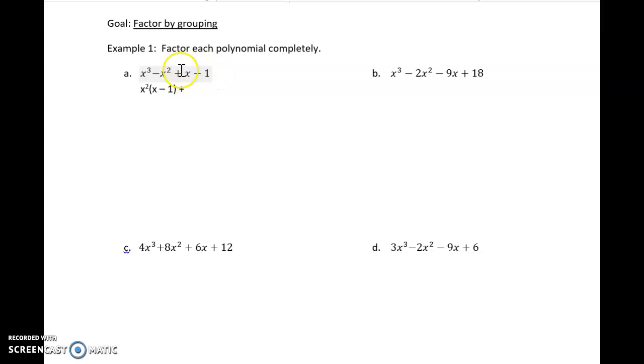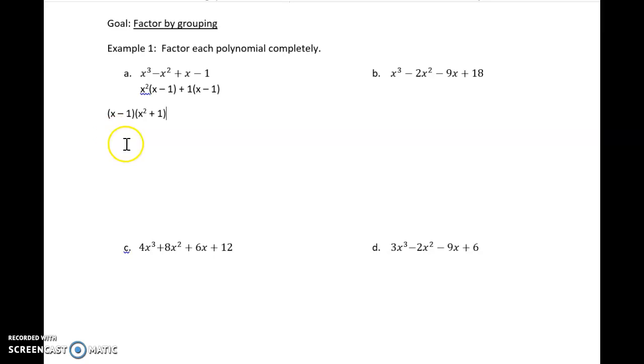And now I look at these two. Well, the GCF of those two is 1. That's the only number that will divide into both of them. And anything divided by 1 is itself, so that part hasn't changed. Now look, I have x minus 1 in both my parentheses, so that's good. I'm ready to go to the next step. So I'm going to have x minus 1. And then in the second parentheses, I put what's outside. So x squared and then my plus 1.